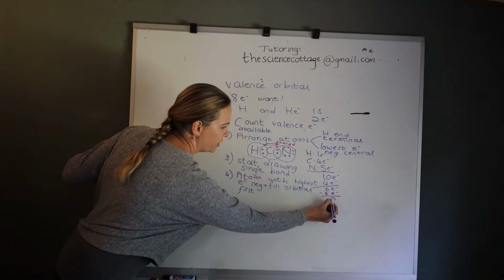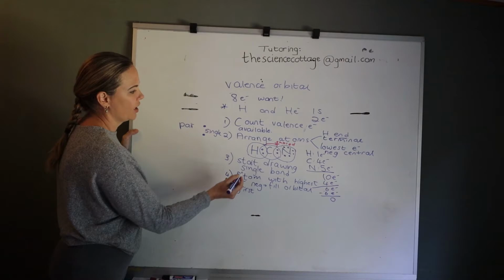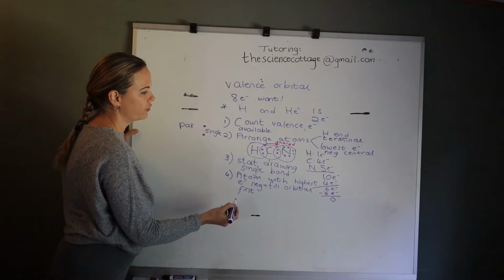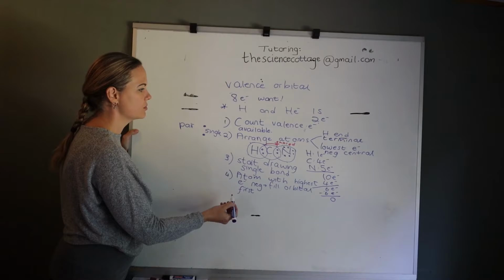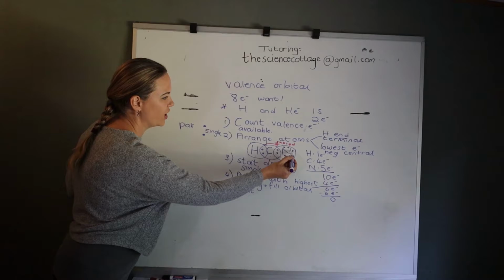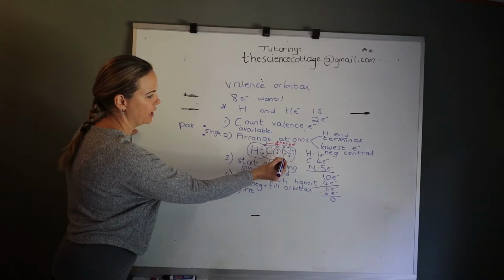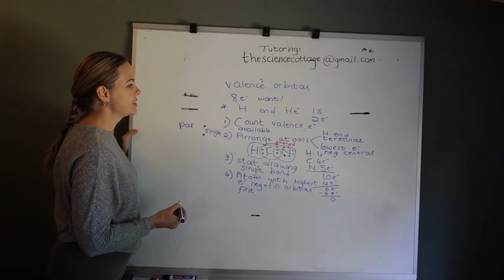We have to use those electrons. Let's check. Hydrogen is happy. It's got 1, 2. It's got a full orbital. Carbon's got 1, 2, 3, 4 that it's sharing with the other atoms. It's not happy yet. It doesn't have 8 electrons yet. Nitrogen, 1, 2, 3, 4, 5, 6, 7, 8. Sharing 2 of them, but they're still in the orbital of nitrogen. So nitrogen now has 8 valence electrons, so nitrogen is happy.